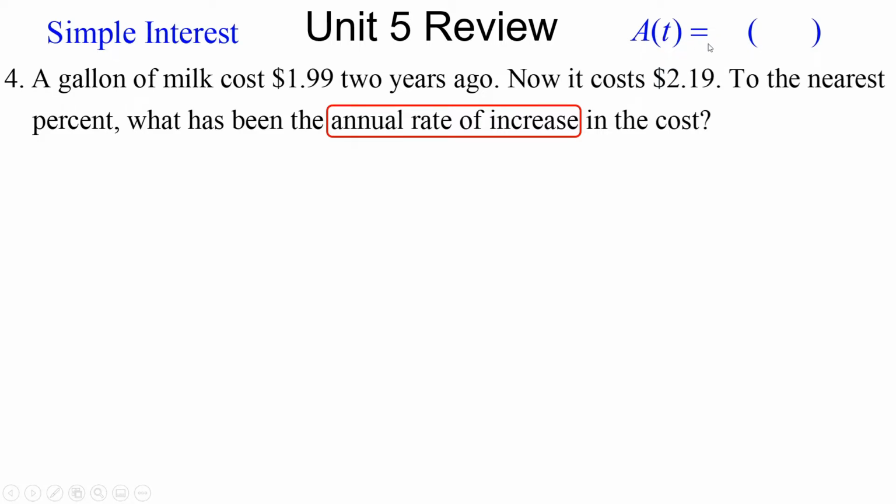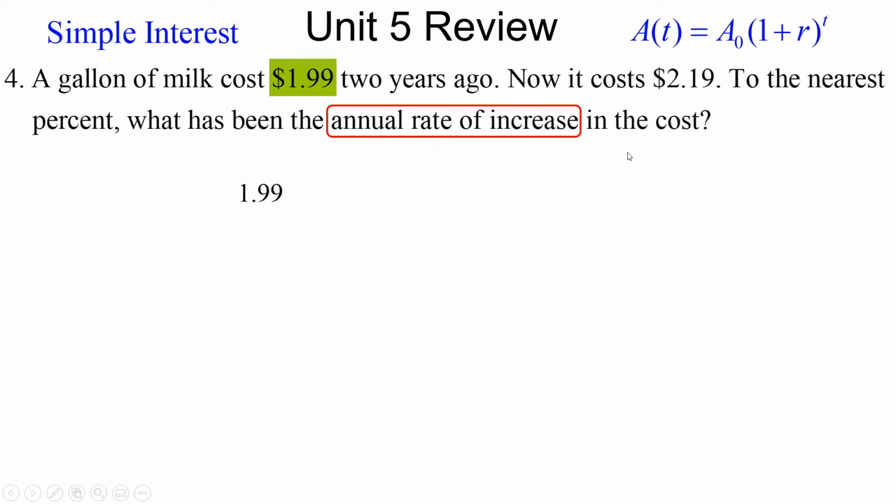It is A of t equals a sub 0, what we start with, in this case, that's $1.99, times our growth factor, which is our 1 plus r, and they want us to solve for this r, and then that's going to be to the t power. There it is right there. So let's put in what they gave us and solve. So we start, milk was at $1.99. That's my a sub 0 right there.